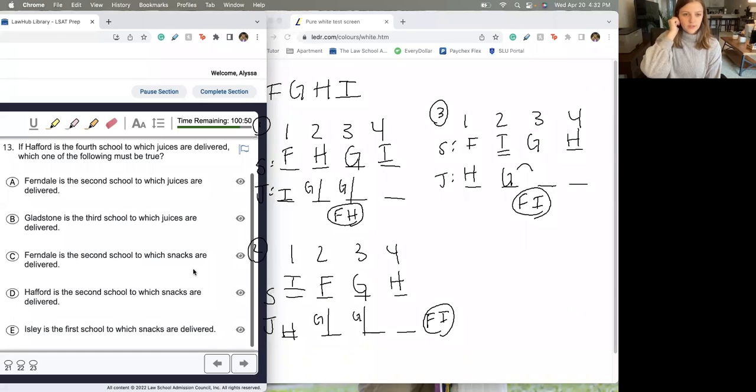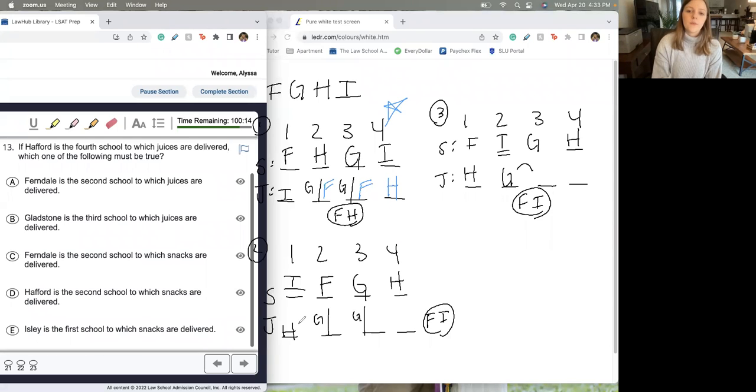Our next one says, if H is the fourth school to which juices are delivered, which one of the following must be true? So it's giving me an if question, which means that it's only restricting me to when H is the fourth school for juices. So I'm going to look in the diagrams to where I can have H be that fourth school for juices. That looks like it can only happen in that first world. I can plop H here. If I plop H there, that means G is going to switch with F.